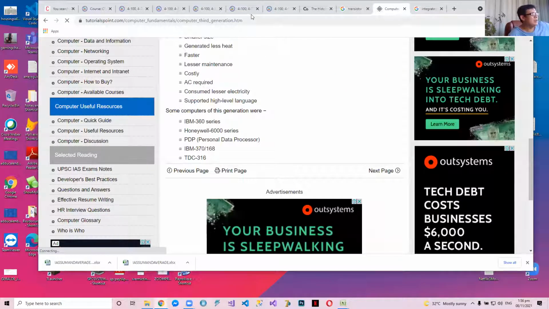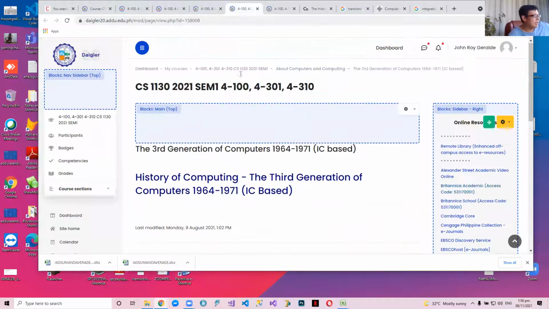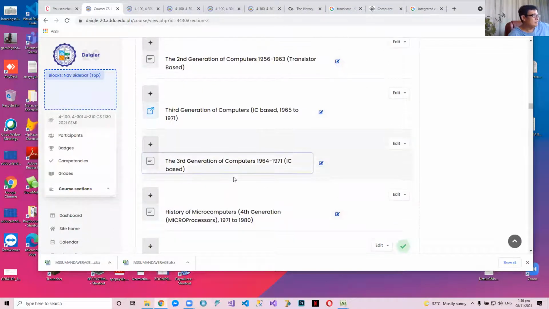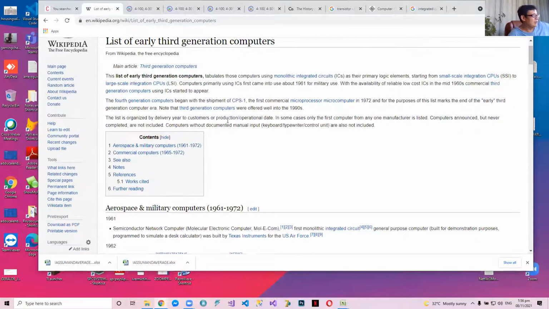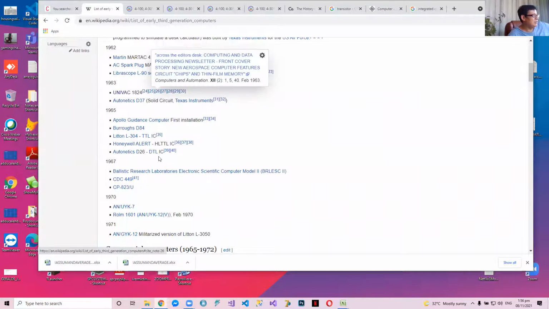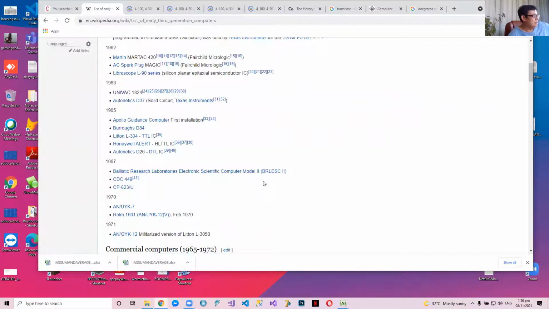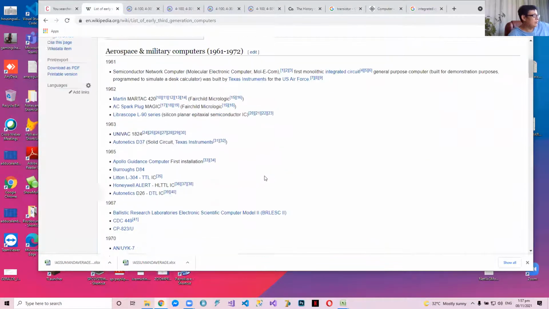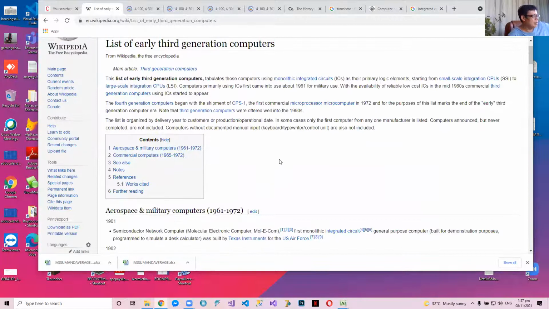are the 3rd generation of computers. I lost my slide, I'll try to build it up again. I think it's here. These are the 3rd generation of computers, particularly for IBM, and this is from 1961 to 1972.